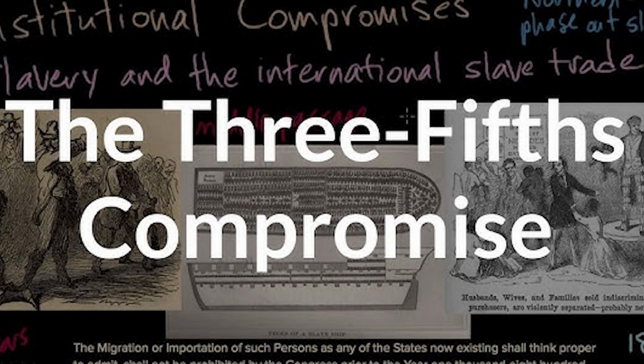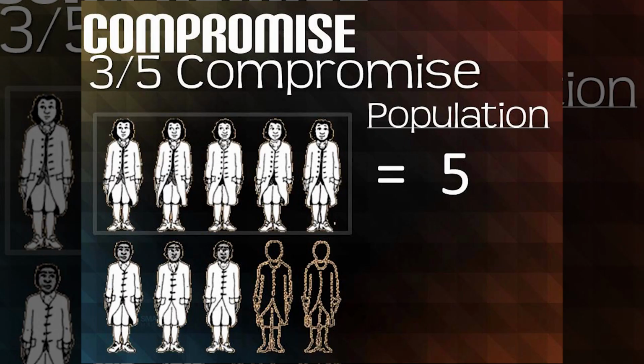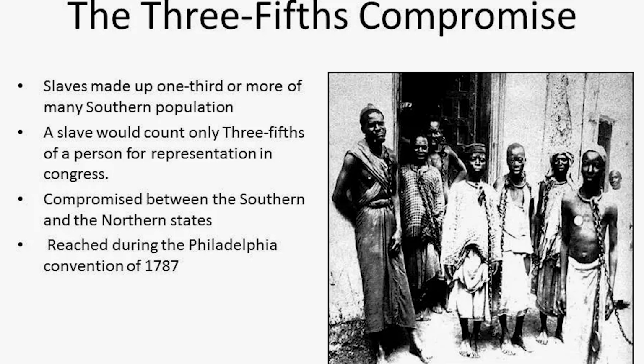In this video, we will highlight the 3/5 compromise. The history of the Three-Fifths Compromise. The Three-Fifths Compromise was an agreement reached by the state delegates in the 1787 Constitutional Convention. Under the compromise, every enslaved American would be counted as three-fifths of a person for taxation and representation purposes. This agreement gave the Southern states more electoral power than they would have had if the enslaved population had been ignored entirely.